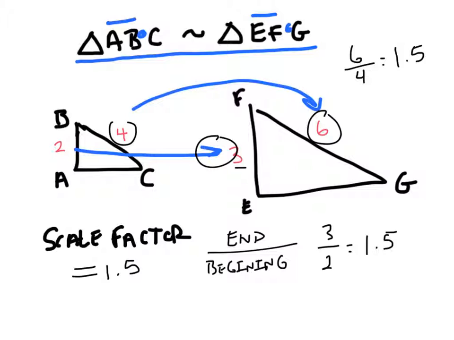So my big takeaway from this is that to find scale factor, we do end over beginning, and we reduce that ratio down in order to find what we multiplied by.